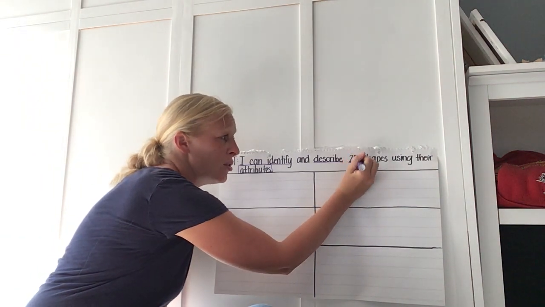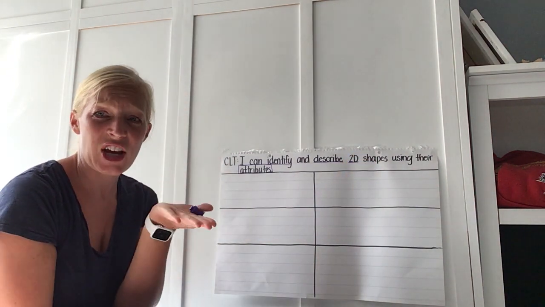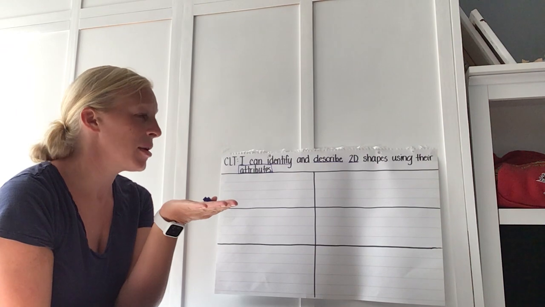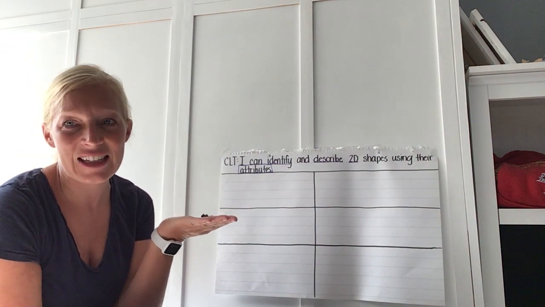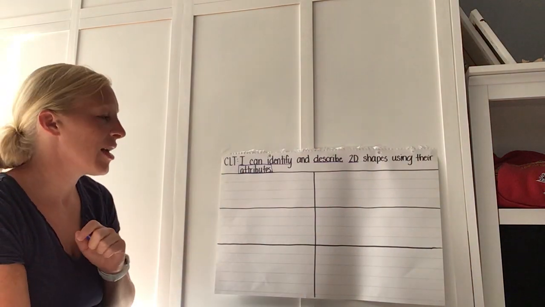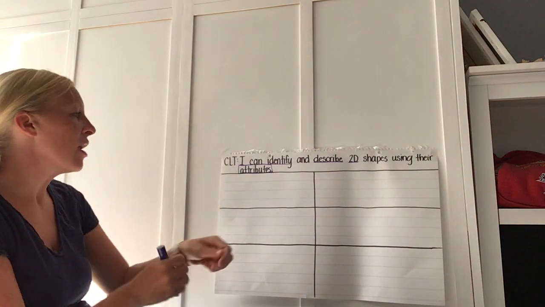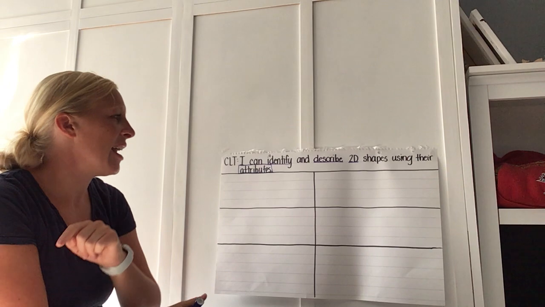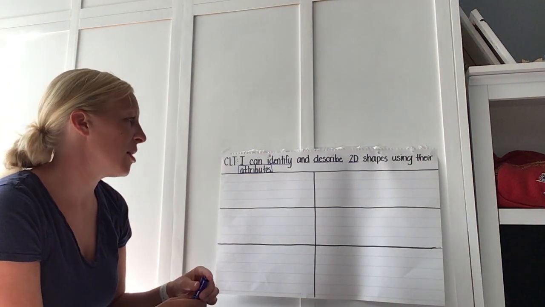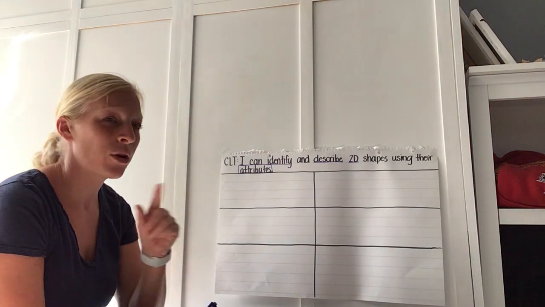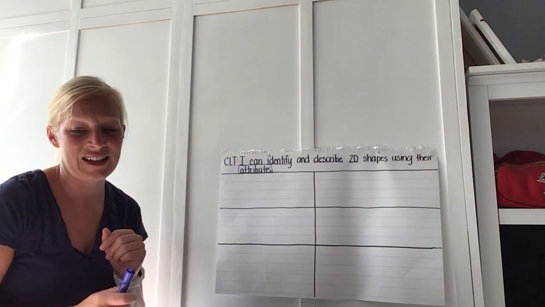When we talk about our 2D shapes, those are those flat shapes. Those are shapes that are not 3D. We cannot hold them in our hands. They are flat, okay? So let's say that target one more time. I can identify and describe 2D shapes using their attributes, and we're going to do exactly that today.